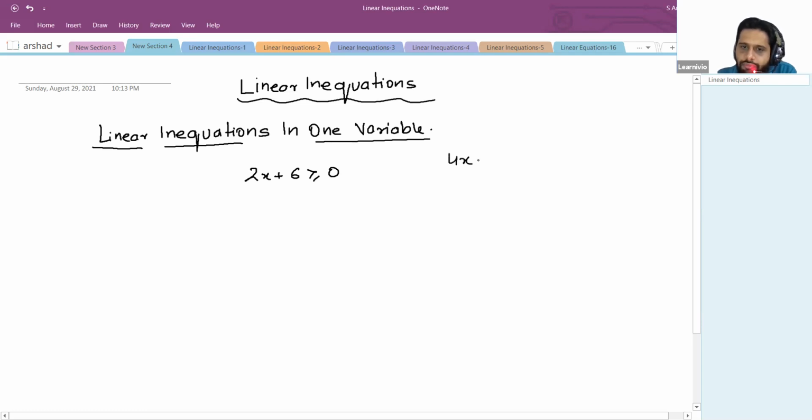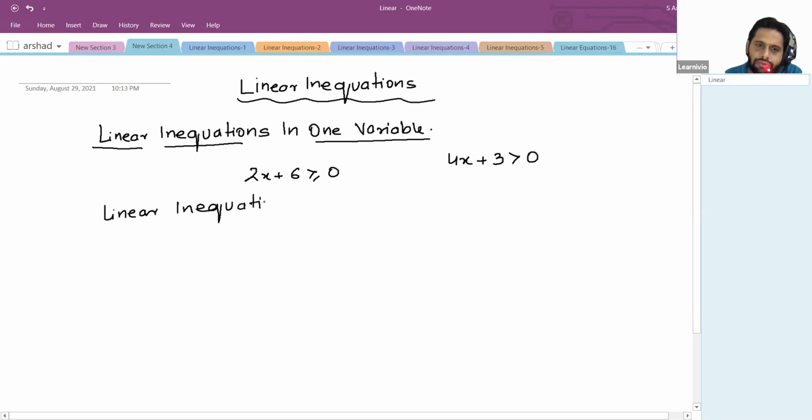For example, 4x plus 3 greater than 0. Okay. So in a linear inequation in one variable, we have a single variable, the power of the variable is 1, and we have a sign of inequality. Understood? Okay.